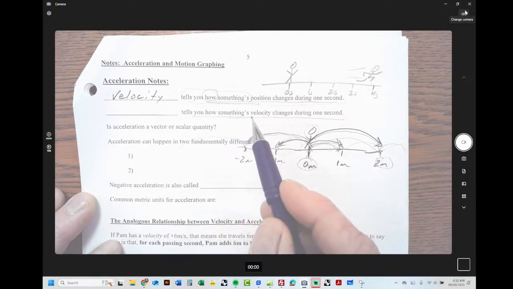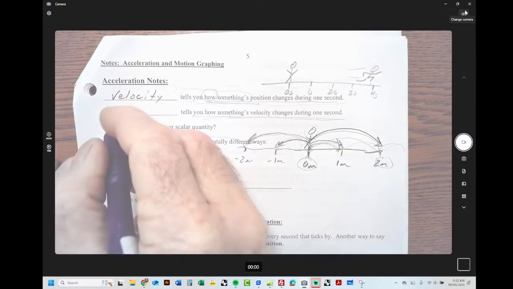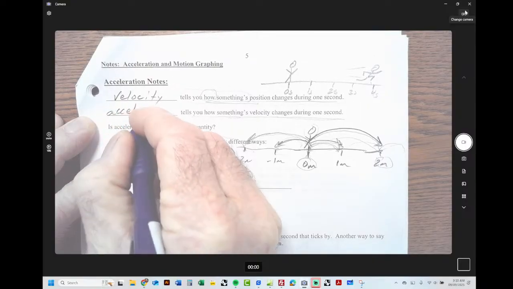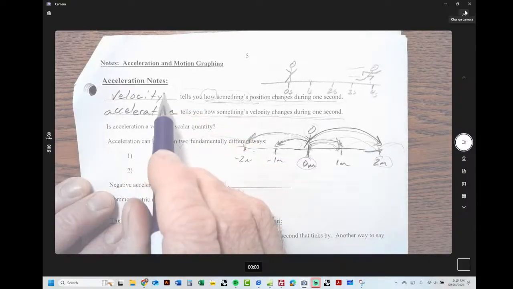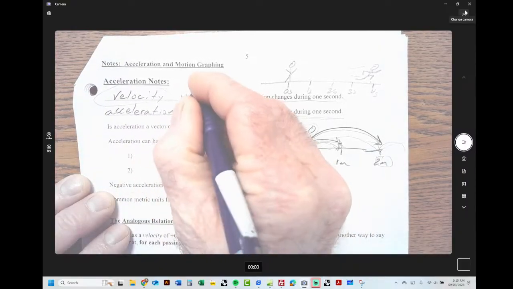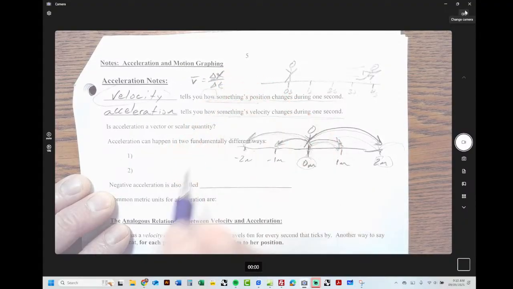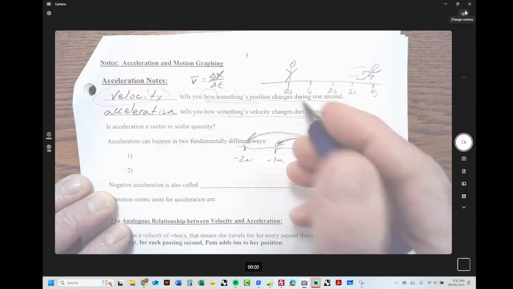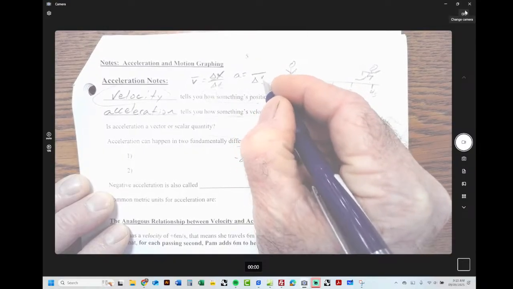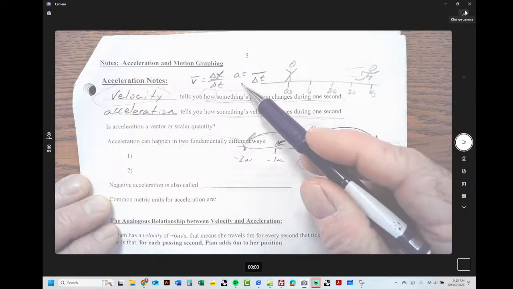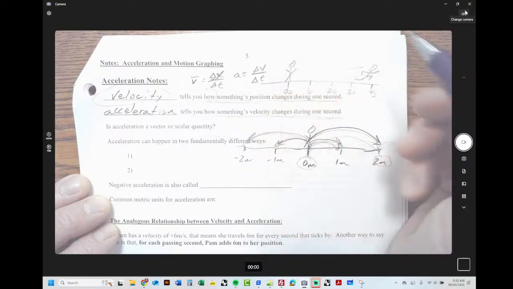So what is the thing that tells you how much something's velocity changes in 1 second? That's acceleration. So the word velocity and the word acceleration, or the concepts, they're really very similar. Velocity, the formula is change in position over change in time. Acceleration, the formula is, you don't have to write it here, we're going to write it farther down. Change in what over change in time? What's changing with acceleration? Speed or velocity. So that's just going to be change in velocity over change in time.